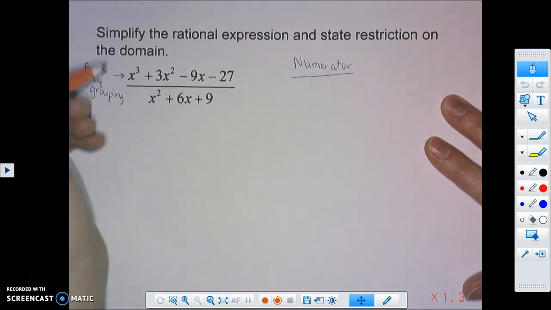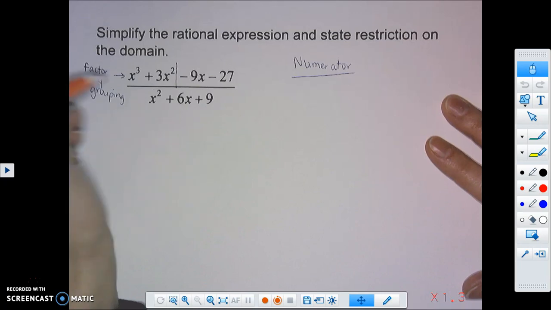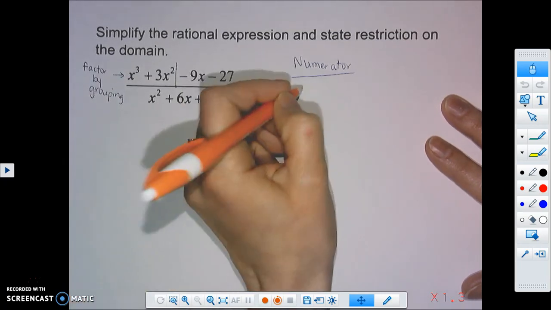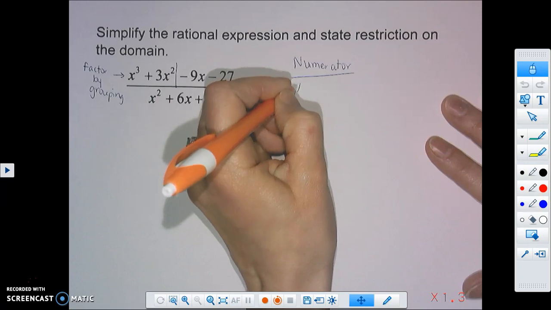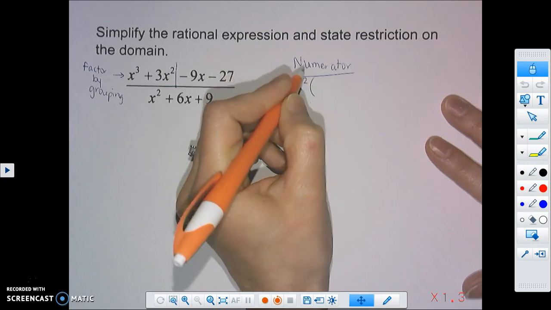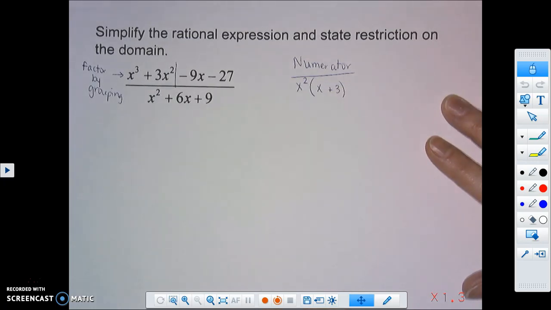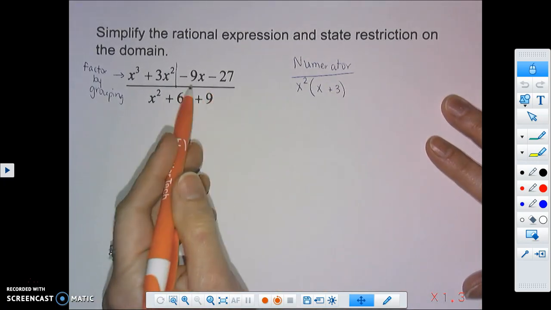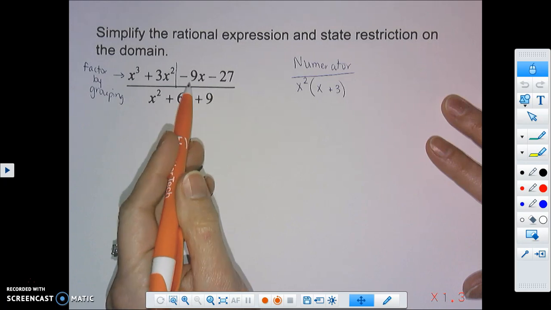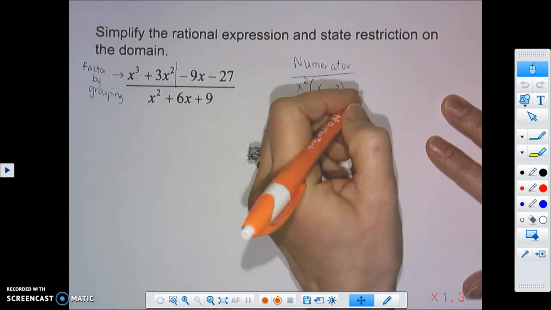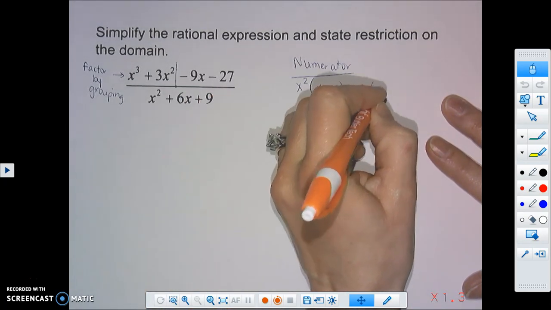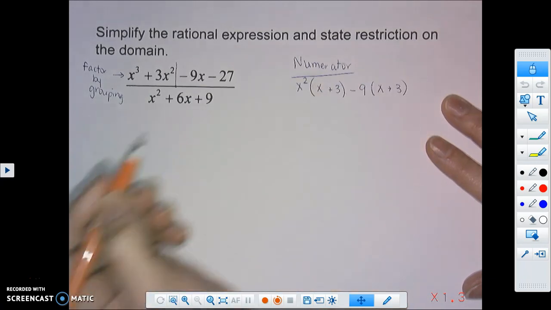So when we factor by grouping, we are going to split the expression directly in half and find the GCF of each half. So looking at the first half of this, the GCF of x cubed plus 3x squared would be x squared, and left inside would be x plus 3. Taking the GCF of the second half, negative 9x minus 27, we would bring out a negative 9, and left inside is x plus 3.